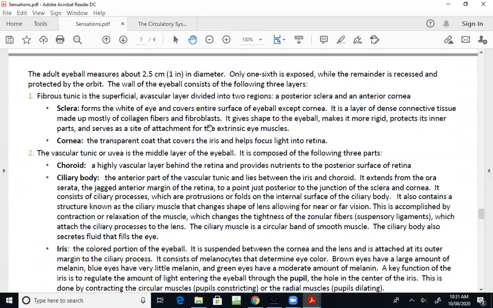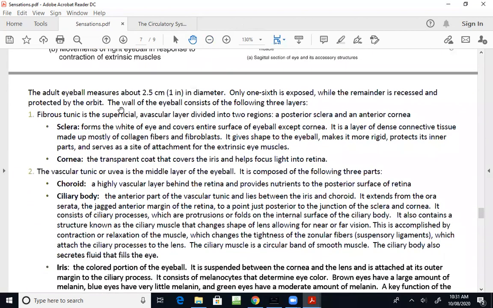Okay, let's start at the top. Structurally, like I said, it's very small. An adult eyeball is only about 2.5 centimeters, right at 1 inch in diameter. Only about 1/6 of it is exposed, while the remainder is recessed and protected by our orbits, the eye sockets.